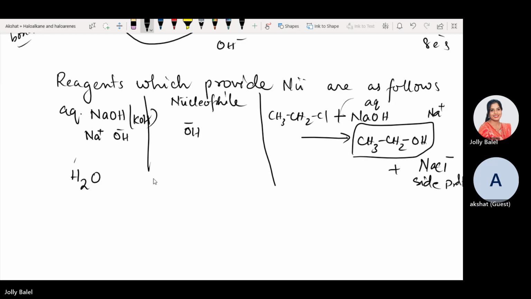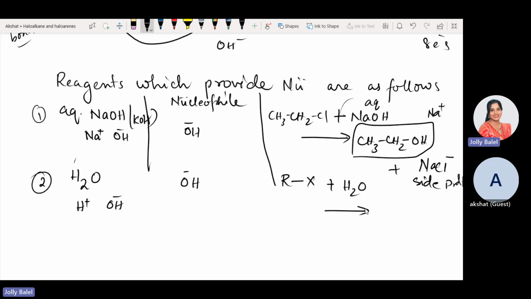OH minus. Whenever you dissociate water, it comes out as H plus and OH minus, and that is the OH nucleophile. So you can get the OH nucleophile from both reagents, that is from aqueous NaOH or KOH as well as H2O. If RX is your reactant, an alkyl halide, and you react it with water, what product will you get? ROH plus HX will be your product.